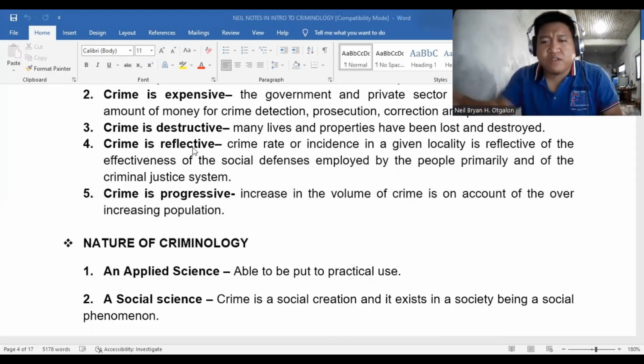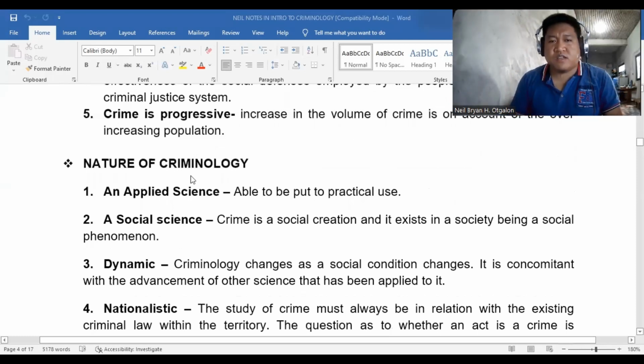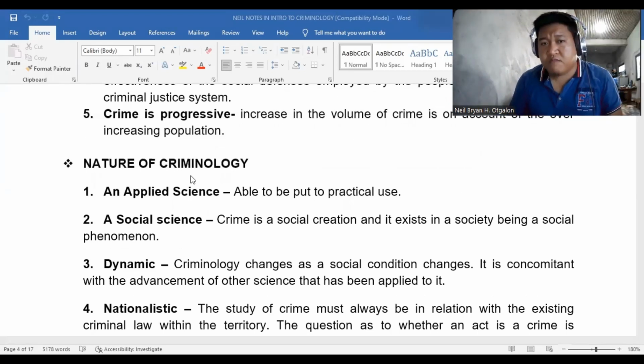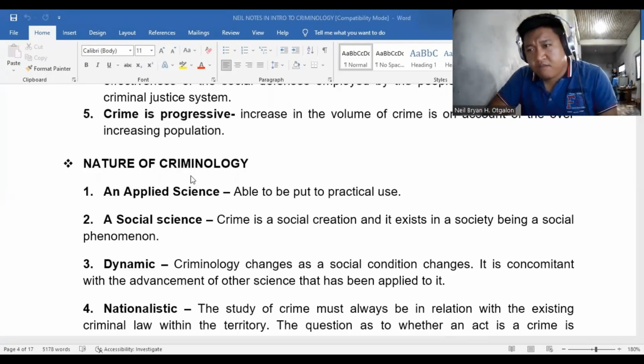Then also crime is progressive. The increase in volume of crime is accounted for by the increasing population. So remember this, crime is changing. Likewise, criminology is dynamic. The same with crime. As population grows, as technology becomes available, the commission and the nature of crime are also improving. That is why before there was no cybercrime, now there is cybercrime. So these are some examples.